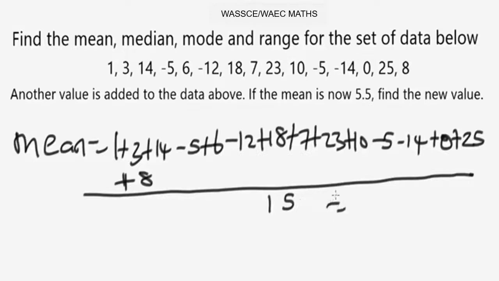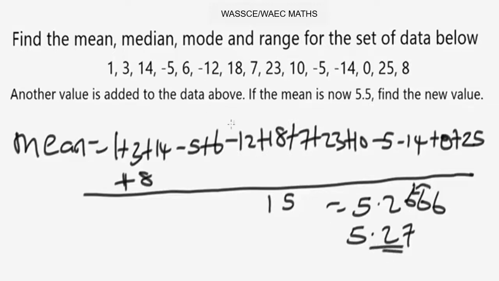When you punch it, you're going to have 5.2666, you keep having repeated decimal 666. Well, let's leave it at 3 significant figures. So to do that, it's going to be 5.27, when you approximate the 6 up to 1. So this will be the mean for this data.